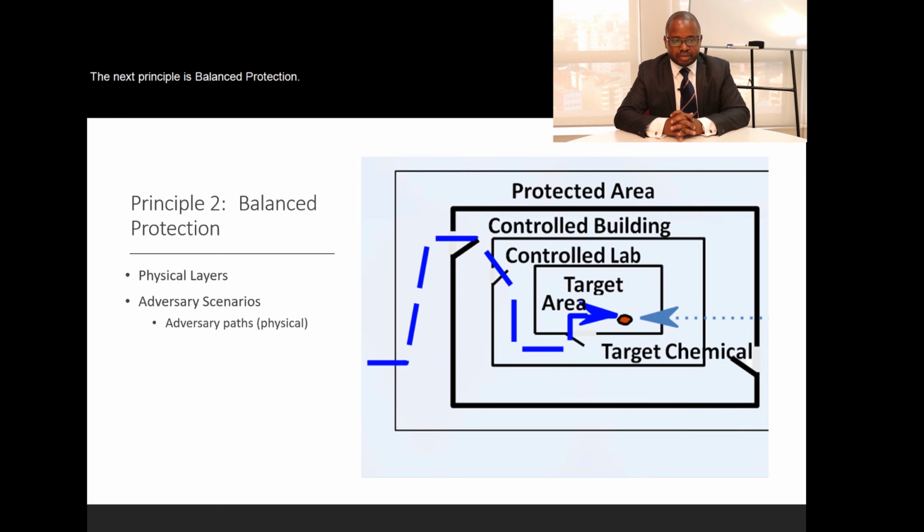The next principle is balanced protection. We look at how much we are putting in terms of physical layers, playing out the scenarios of the adversary paths, and putting in place the right balance of physical protection systems to match the adversary scenarios to provide us with an effective protection for our critical asset.